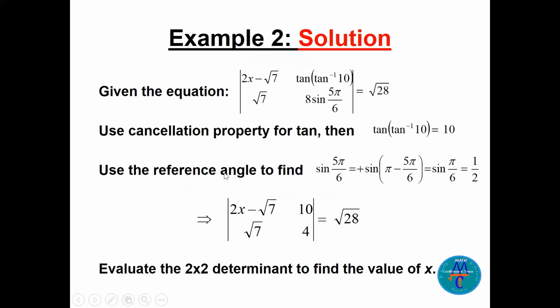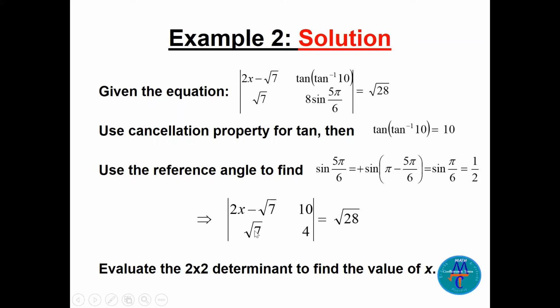Now let's use the cancellation property for tangent. Tan inverse of 10 will be 10. That's a cancellation property. So this number here is 10. We find the reference angle of 5 pi over 6. So sine 5 pi over 6 will be plus, because 5 pi over 6 is in quadrant 2, and the sign is positive, so that's a plus. Sine of pi minus 5 pi over 6. This is the reference angle, which is pi over 6. Pi over 6 is 30 degrees, so sine will be half. Half times the 8 here, it will be 4 down.